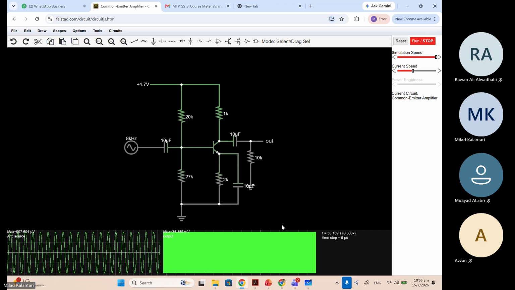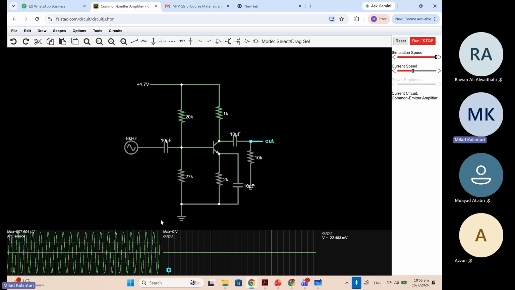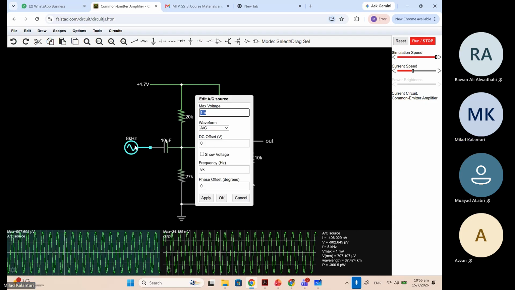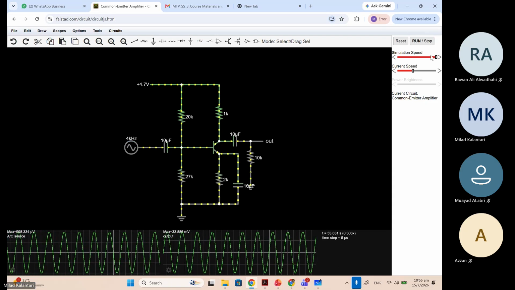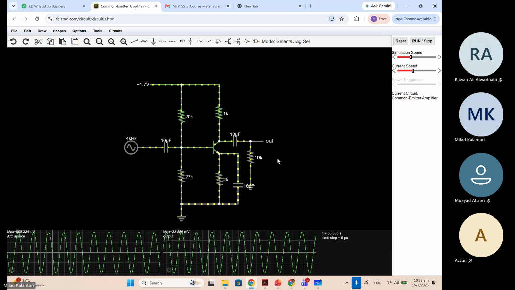Okay, better. How about the output? So scale. Okay, now is better, actually. Now is better. We can reduce a little bit the frequency. I guess it doesn't need to be this higher. Maybe 4K. Okay, now is okay, right? Now is better.